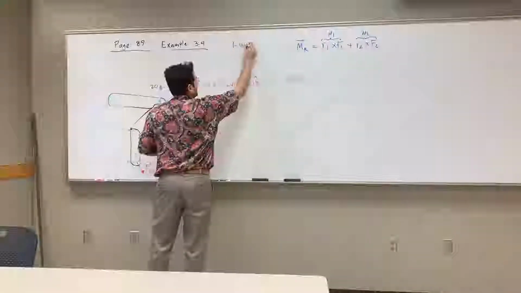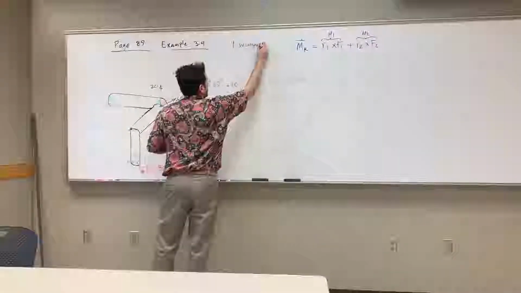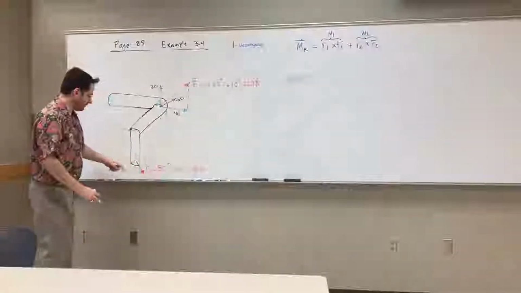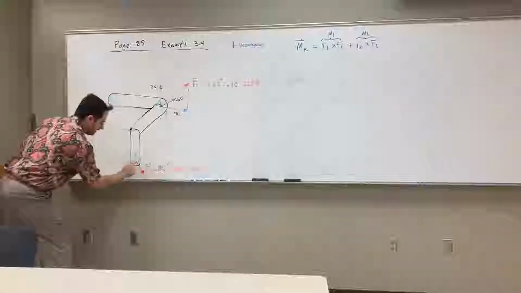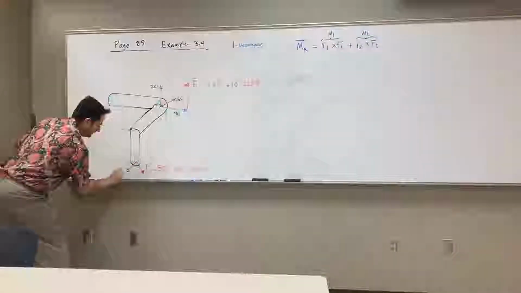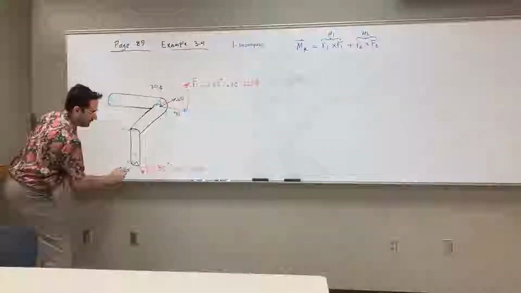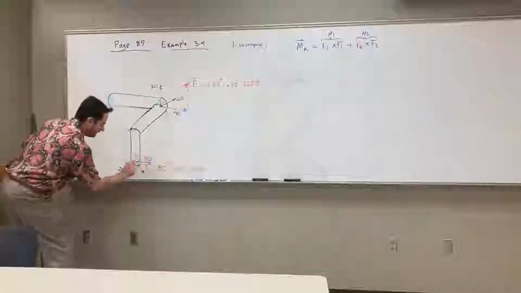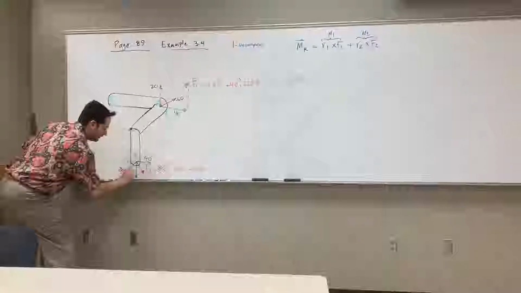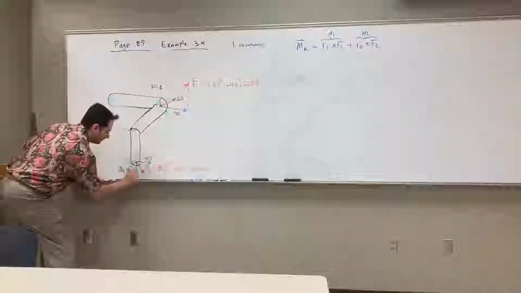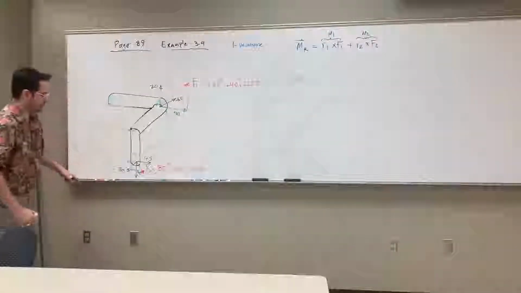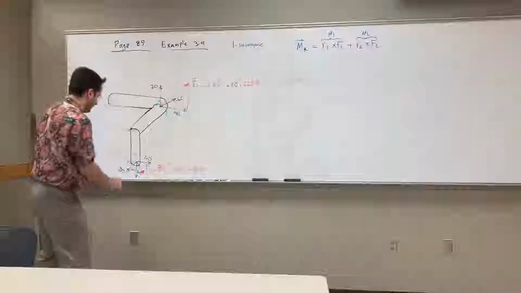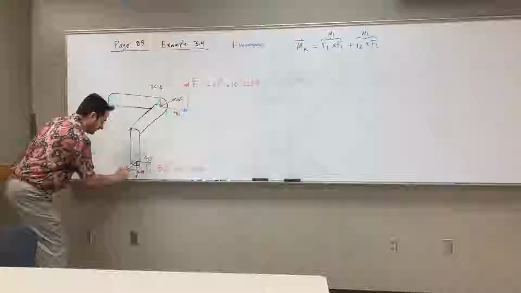Decompose all forces to X, Y, Z components. Now let's go to this guy. This guy has 80 I, 40 J, negative 30 K. So negative 30K, 40J, and 80 I. So this is the first step, decompose it.